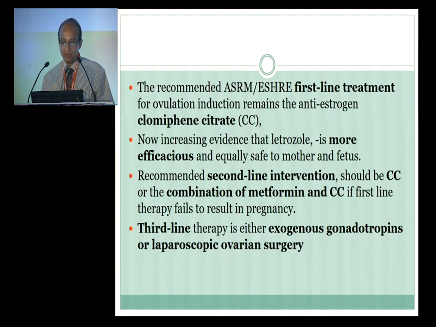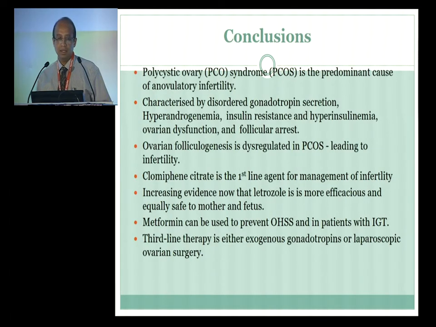What is the second line intervention? It should be CC or a combination of metformin and CC if the first line therapy fails to result in pregnancy. The third line includes exogenous gonadotropins or laparoscopic ovarian surgery. I would like to conclude by saying that polycystic ovary syndrome is a predominant cause of anovulatory infertility. It's characterized by disordered gonadotropin secretion, hyperandrogenemia, insulin resistance, hyperinsulinemia, ovarian dysfunction, and follicular arrest. Ovarian folliculogenesis is dysregulated in PCOS, leading to infertility.